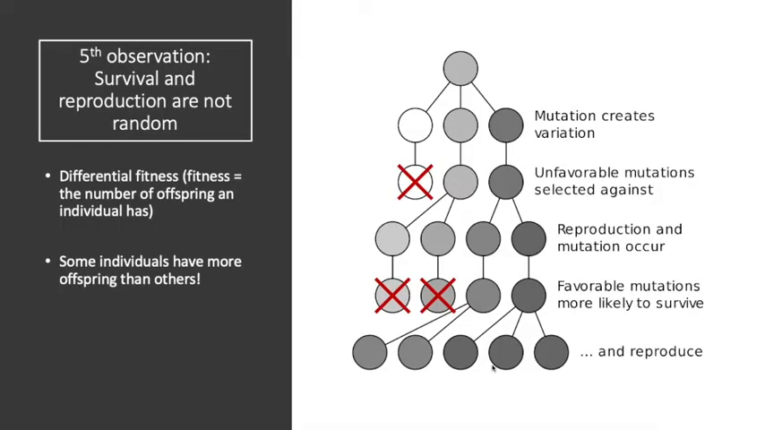And that kind of gets us to number 5. Our 5th observation: survival and reproduction are not random. So we have to do some terms first over here.